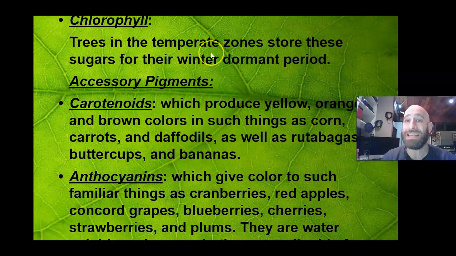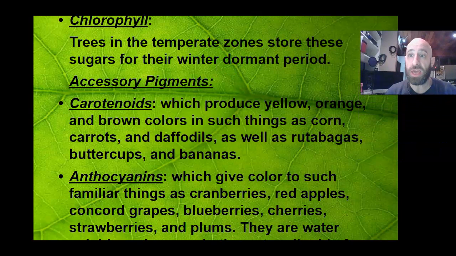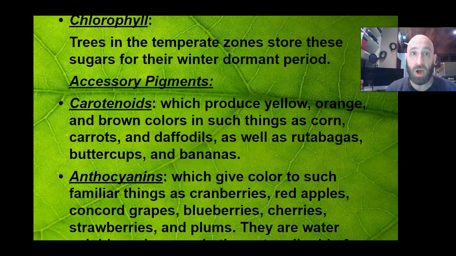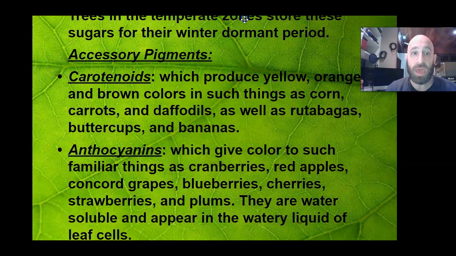So in temperate zones, like where we live, the plant actually conserves the chlorophyll for the winter, and it pulls it into the tree. So what you end up with is you see the other colors that get left behind. The two main ones that I'm going to bring up are carotenoids and anthocyanins. Carotenoid hopefully makes you think of a carrot, and carotenoids are going to be yellow, orange, and brown in color. So things like corn or carrots or bananas have a lot of carotenoids in them, and those have the yellow-orange color.